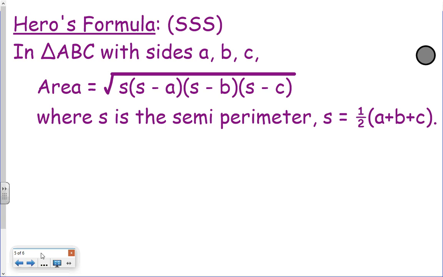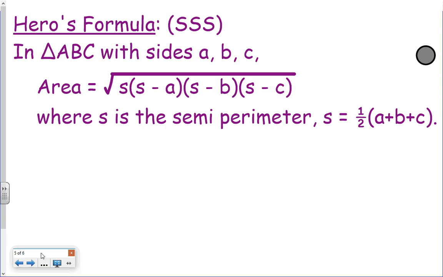So in triangle ABC with sides A, B, and C, it turns out that the area is equal to the square root of this. It's the square root of S, and we'll define S here in just a second. S times the quantity S minus A times the quantity S minus B times the quantity S minus C. So you take S, you subtract A from it, B from it, and C from it, find the product of that, and multiply by S again, and you got yourself an area.